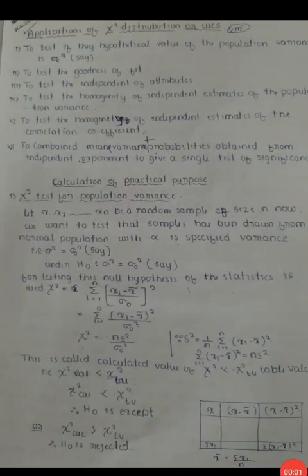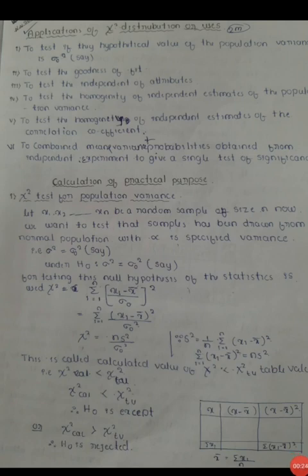Good morning, everybody. Today I will discuss the application of chi-square distribution, or uses of chi-square distribution. The following are the uses given below. 1. To test if the hypothetical value of the population variance is sigma naught square, say.